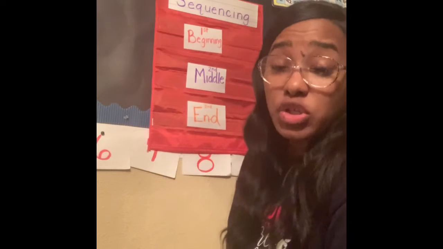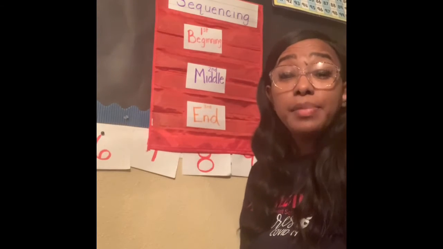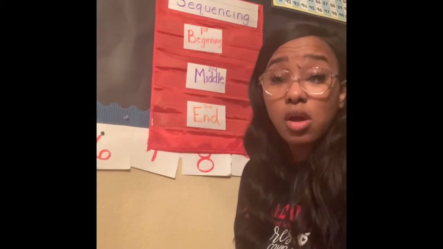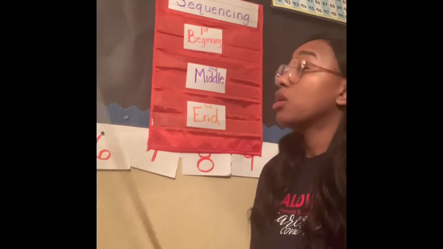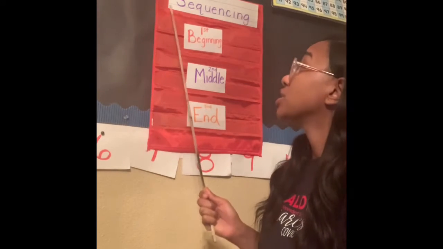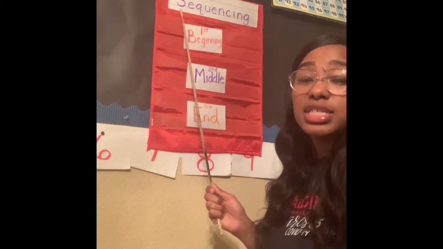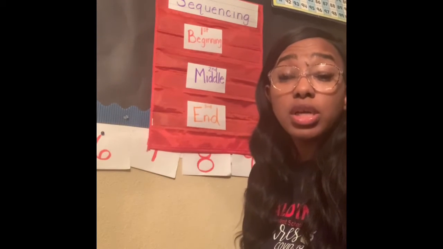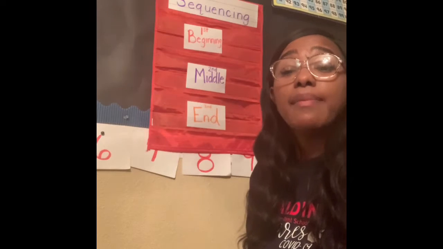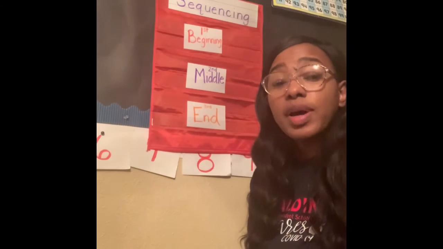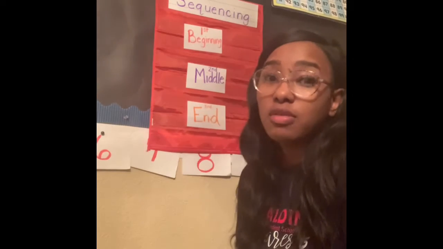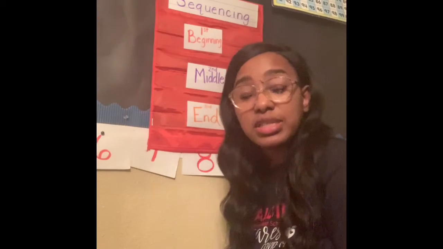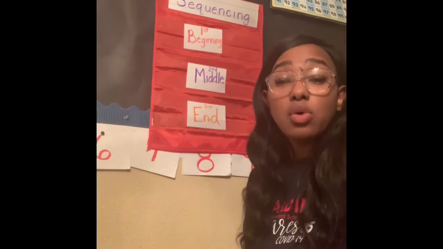Hey friends, so today we're going to go over our vocabulary for our reading lesson, okay? So, the first vocabulary word is sequencing. Sequencing is when you're telling a story in order. That means you're saying what happened first, then you tell what happened next, and then you tell what happened last, okay? You tell the story in order.